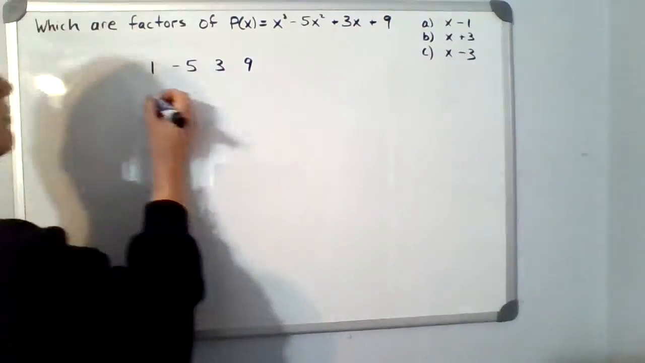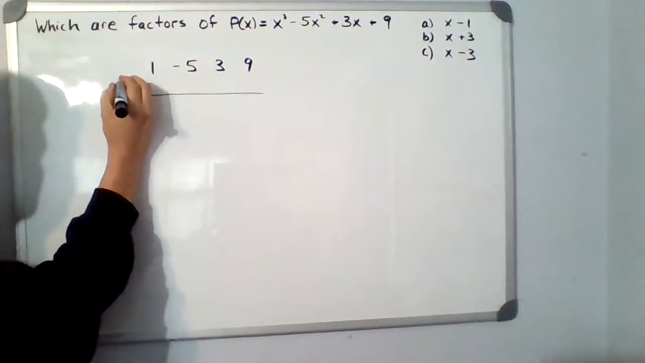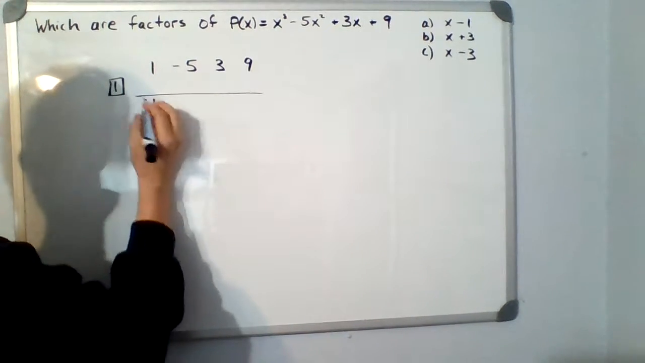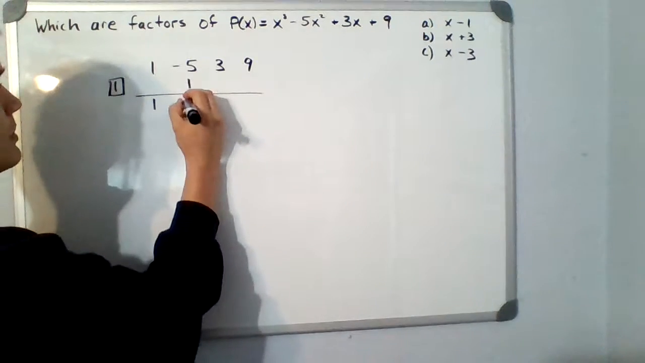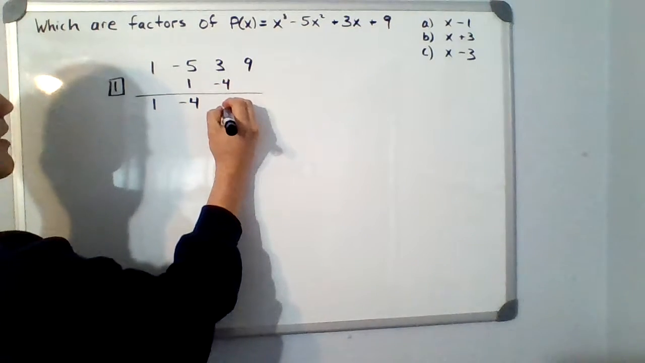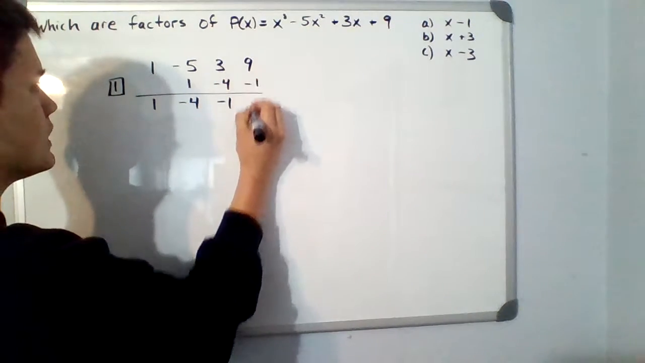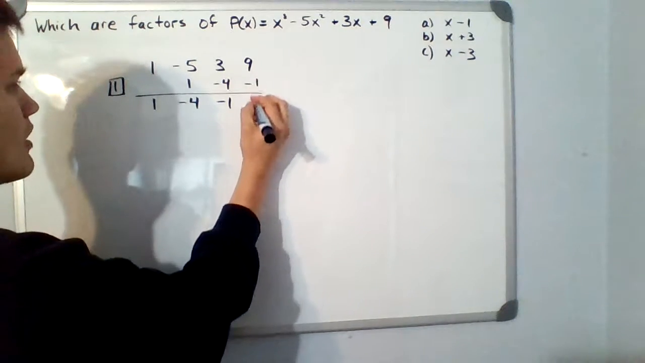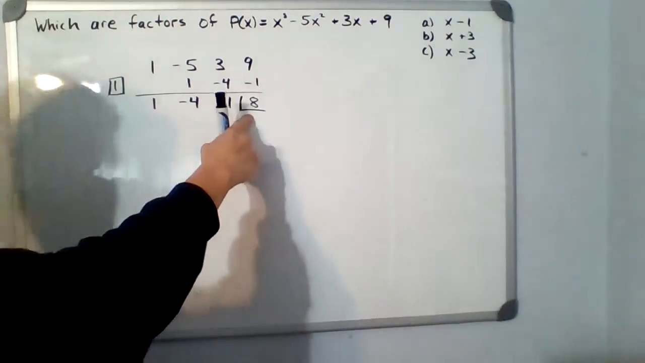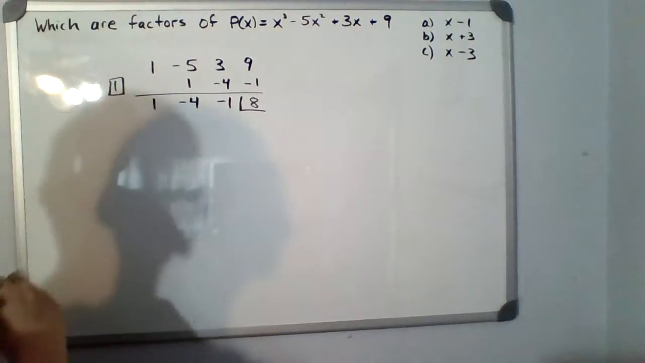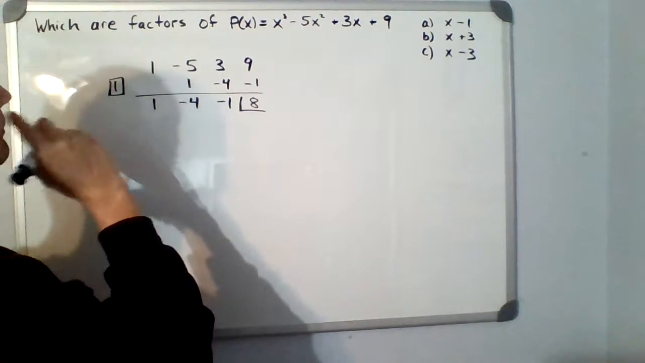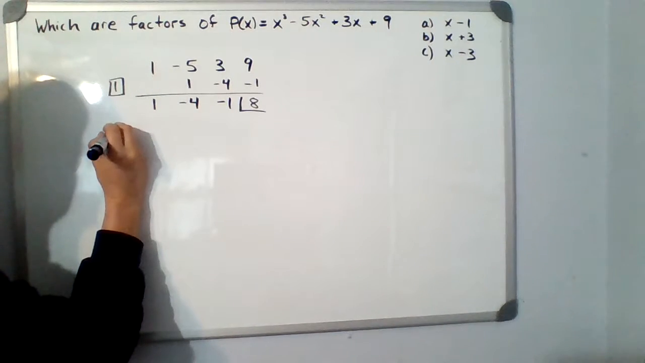And then we'll just, so I'll evaluate it at 1 first, or x minus 1. So I drop that 1 down there, multiply, find the sum, multiply, find the sum, multiply, and the sum. Alright, so we have a remainder of 8, so we're going to know that that one doesn't work. So let's try it again at x is equal to 3.